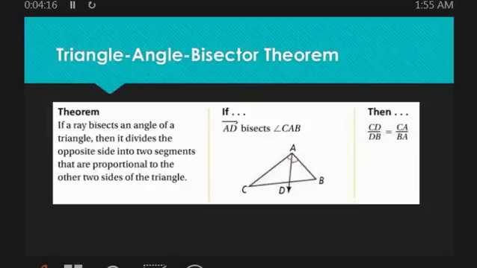And lastly, I'd like to talk about the triangle angle bisector theorem. This states that if a ray bisects an angle, so now we have an angle bisector, in this case AD, it's going to bisect CAB. That means CAD and BAD are congruent angles. Then it divides the opposite side into two segments that are proportional to the other two sides of the triangle. So, in other words, CD is proportional to DB the same way that CA is proportional to BA.